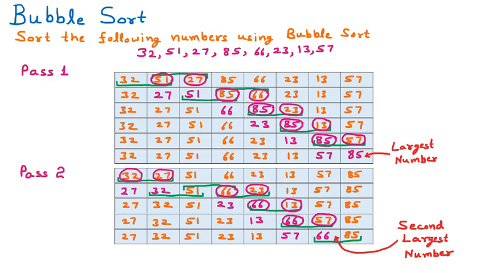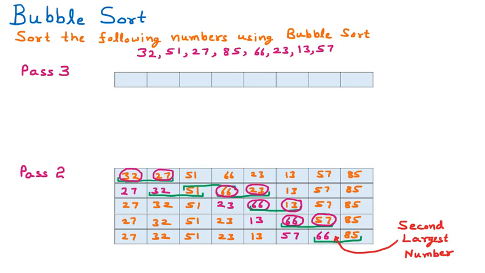That's why, just like bubbles go slowly into the sky, similarly here we find the elements at the proper position in a slow manner, step by step. That's why the name is given as bubble sort, because bubble by bubble we are getting the numbers at the proper position. So in pass 1 we got the largest number, in pass 2 we got the second largest number at the proper position. Now is the time to go to pass 3.